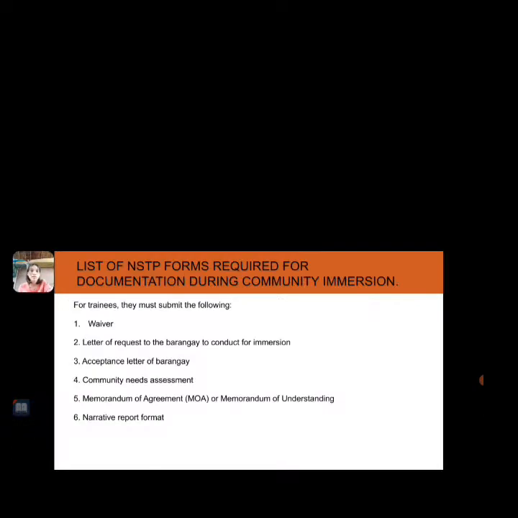So next, the list of NSTP forms required for documentation during community immersion. During community immersion, the trainees submit, first, a waiver; second, a letter of request to the barangay to conduct immersion; third, an acceptance letter of the barangay; fourth, community needs assessment; fifth, a memorandum of agreement or memorandum of understanding; and sixth, they should submit a narrative report format.